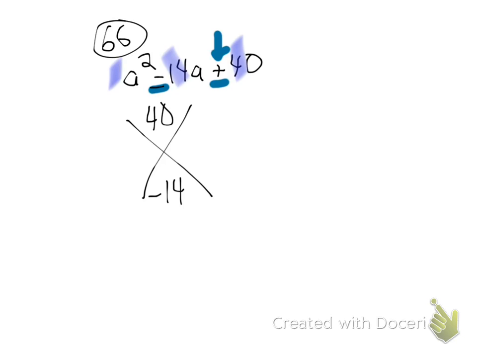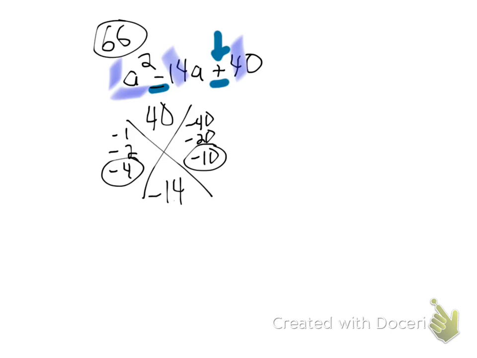So we're going to do the multiples of 40, so negative 1 and negative 40. That does not add up to negative 14, so we keep going. So we go negative 2, negative 20. Those multiply to 40, but they do not add up to negative 14. 3 doesn't go into 40, but negative 4 and negative 10 does. Then you look and you go, oh, negative 4 times negative 10 is 40, and negative 4 plus negative 10 is negative 14. So those are going to be our factors.